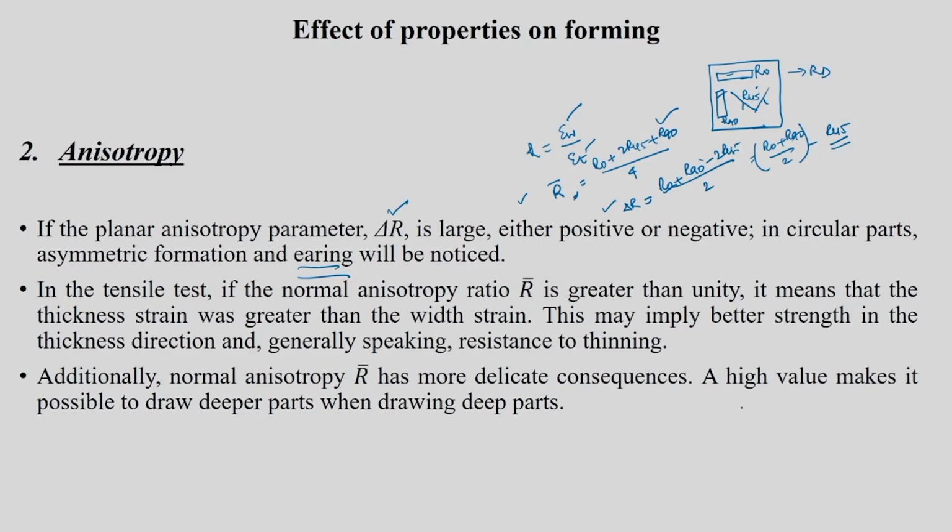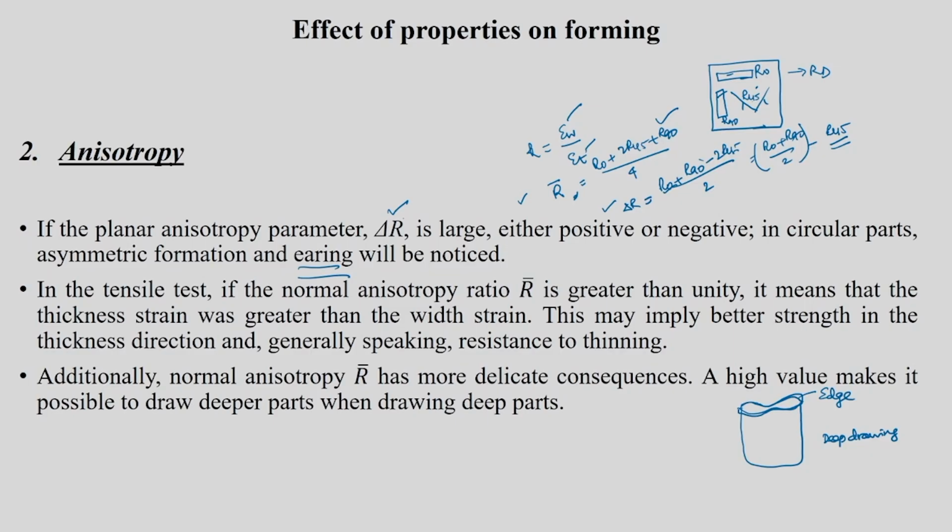You can look into different resources. You will see that when a cup is formed, you will have this kind of waviness at the edges. Let us say this is the cup edge, a circular cup made by deep drawing. You will see this kind of waviness at the edges. This is called the earring problem, and it happens mainly because of delta R.